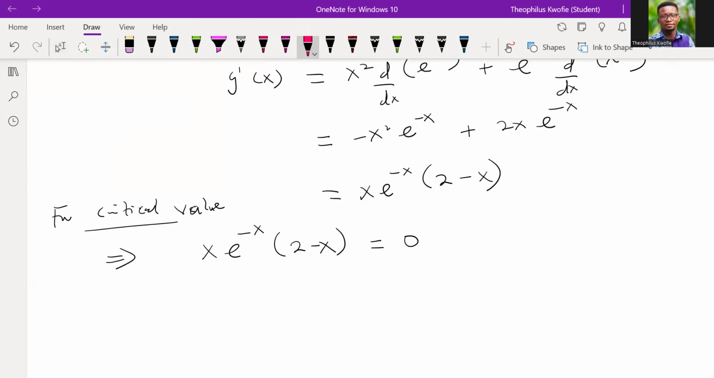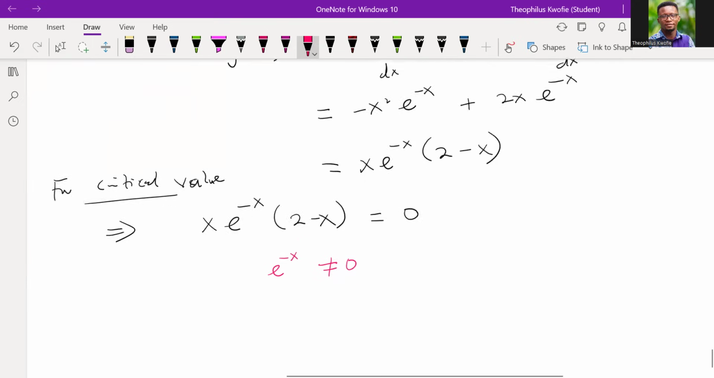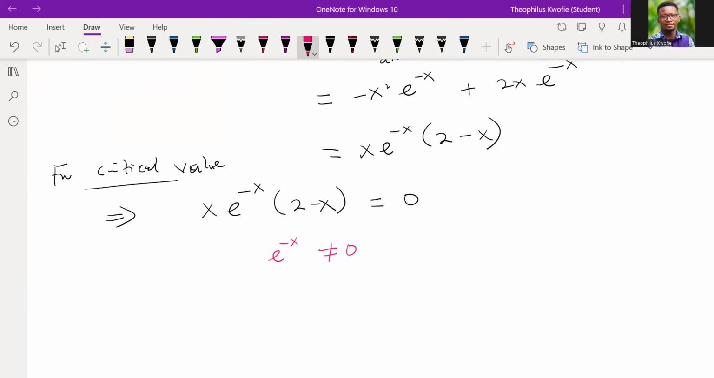I want you to remember that e to the power minus x can never be 0. The exponential function can never be 0. I want you to know that. So in that case, the only value we can have is 2 minus x being equal to 0. In that case, my x should be 2. Is that okay? So I want us to take note of this.